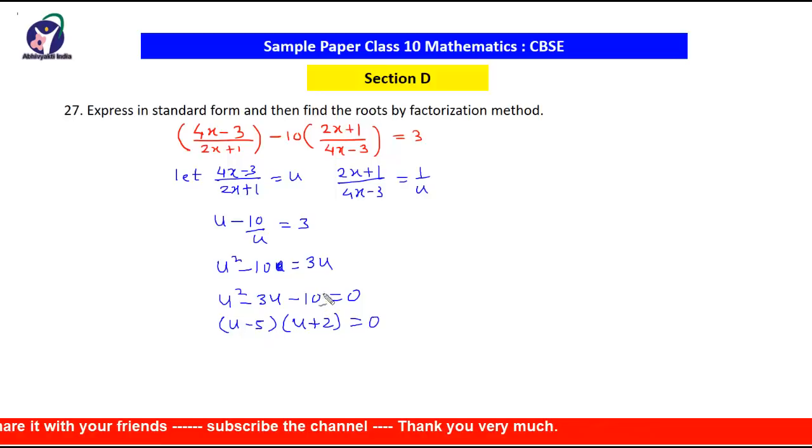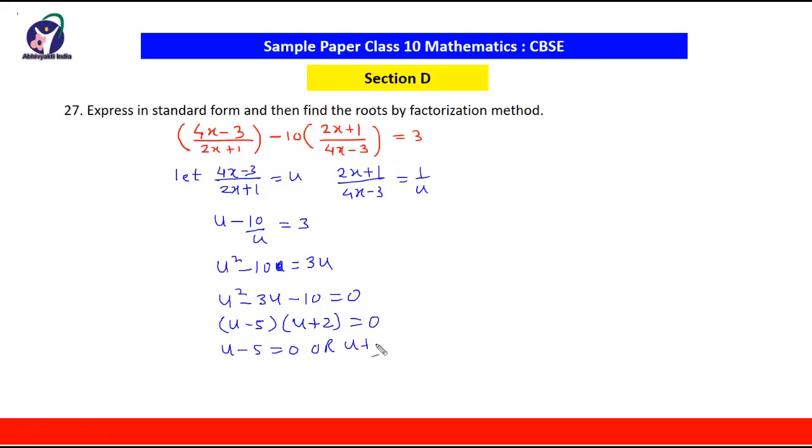The product of 5 and 2 is 10, it will be minus 10, and minus 5 plus 2 will be minus 3, and therefore the product of these two brackets is 0. It means either this bracket should be 0 or this bracket should be 0. So u minus 5 is equal to 0 or u plus 2 is equal to 0, and therefore u is equal to 5 or u is equal to minus 2. Highlight these two answers, the values of u you have got as 5 and minus 2.